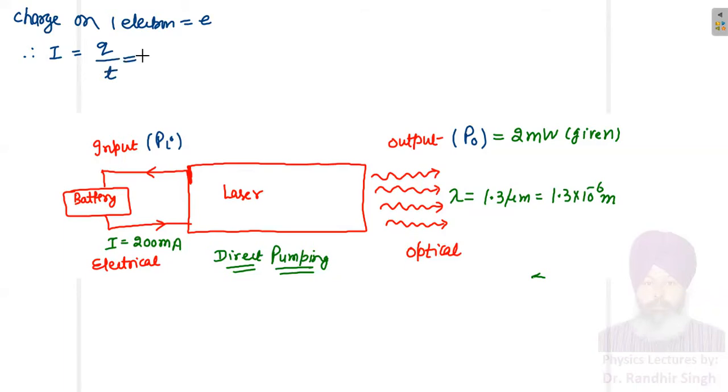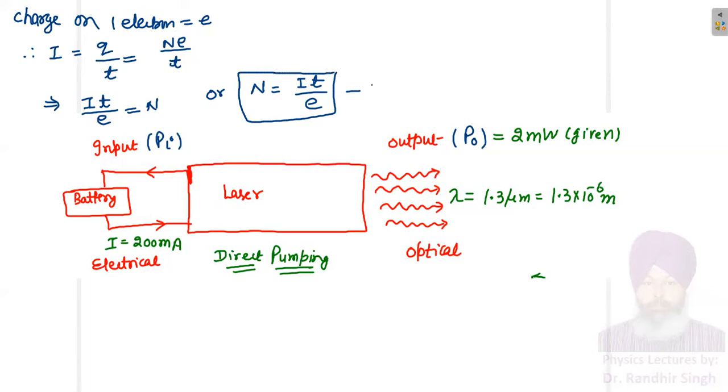How much charge would have been passed? Since N electrons have passed, the total charge entering the laser in time t will be Ne. So it will be I = Ne upon t. Therefore I can very easily write It upon e is equal to capital N, or otherwise, changing left-hand and right-hand sides, N will be equal to It upon e. So this is my equation number 2. So I have found one value, capital N.